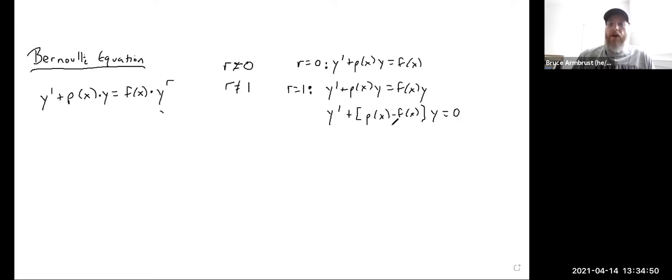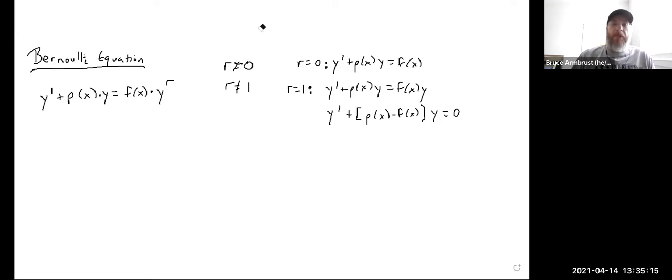Notice that this is also linear first order, but now homogeneous. And again, we already know how to solve those. So we're not going to concern ourselves with the r equals 0 or the r equals 1 case because we already know how to do those. Okay, so here's a Bernoulli equation.